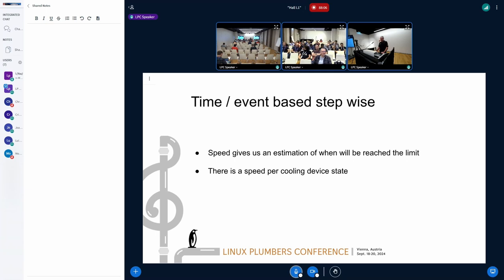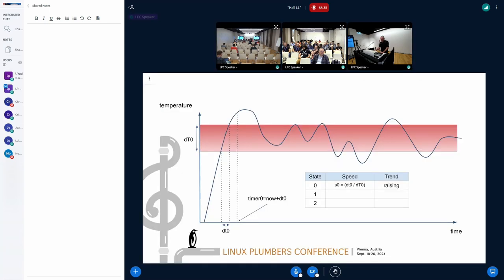So if we have the speed, we can do an estimation of when we reach a specific temperature. And of course, the speed of the temperature variation depends on the cooling state we have. So the higher we are in the performance state, the higher the temperature variation speed will be. So in this example, we have the temperature crossing the low limit of the hysteresis for the temperature. So we can imagine that this red zone is the zone where we want to keep the temperature of the system.